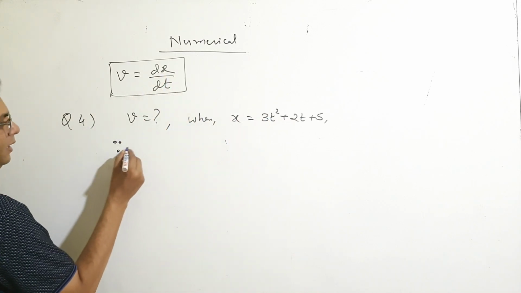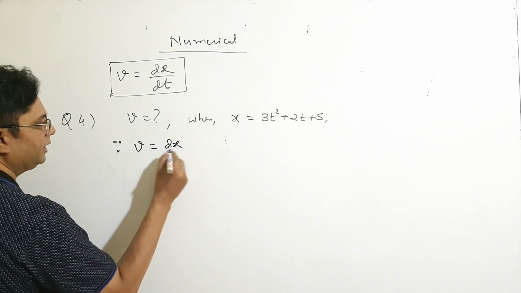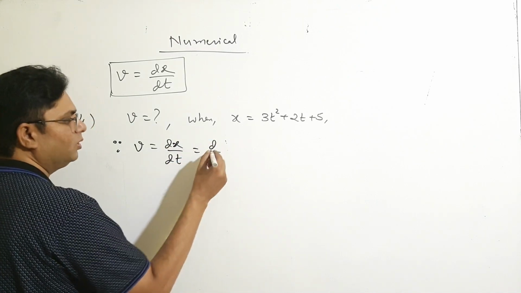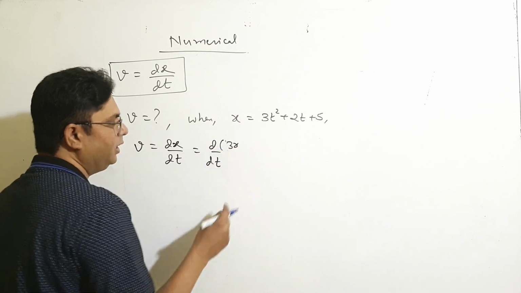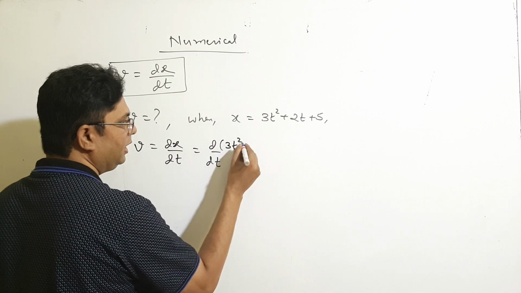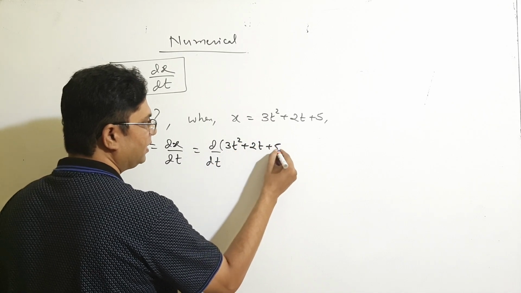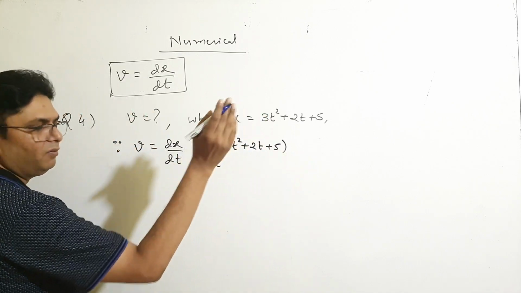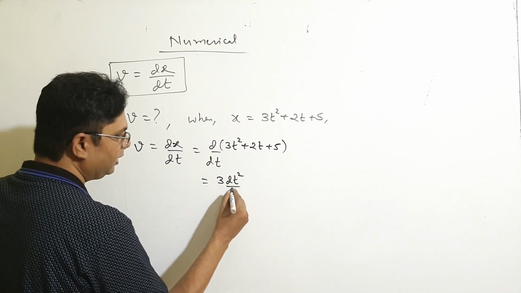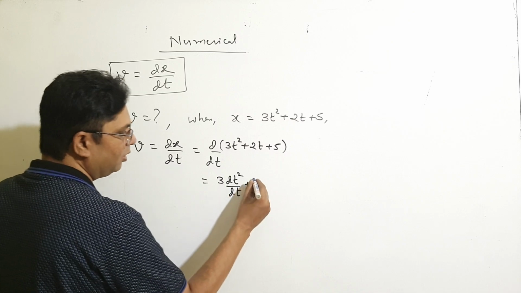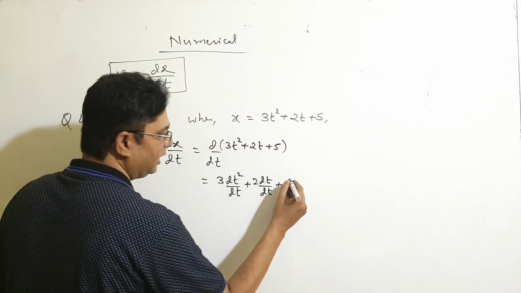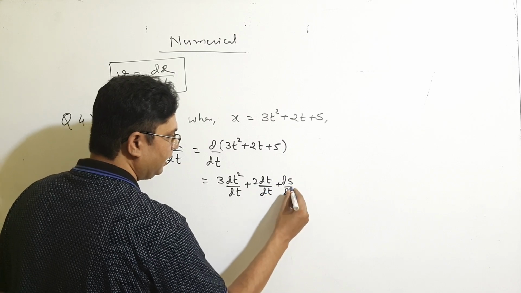As you know, v is equal to dx upon dt. So you have d upon dt of 3t square plus 2t plus 5. Differentiate it one by one. So you have 3 outside, d of t square upon dt; 2 outside, dt upon dt. Don't take 5 outside, let 5 be there, d upon dt.